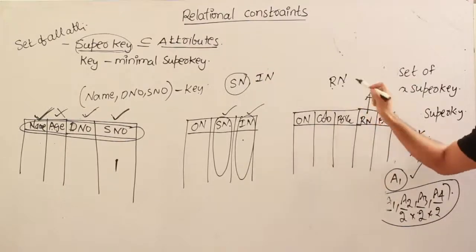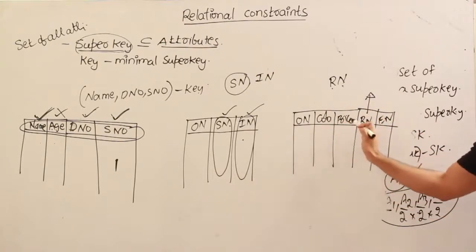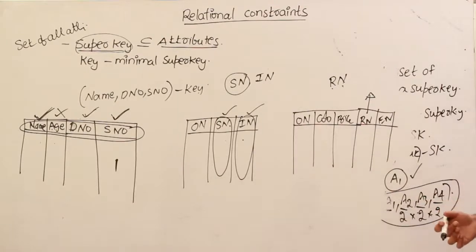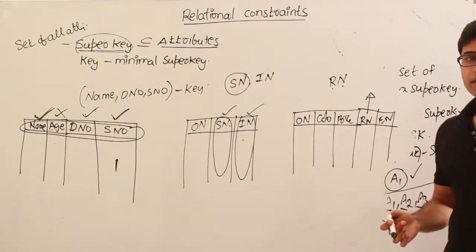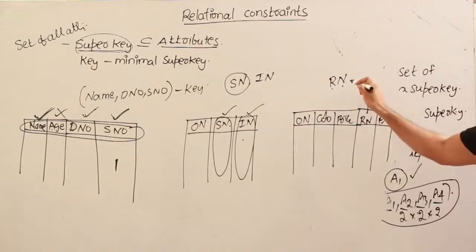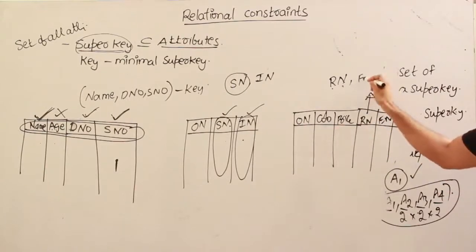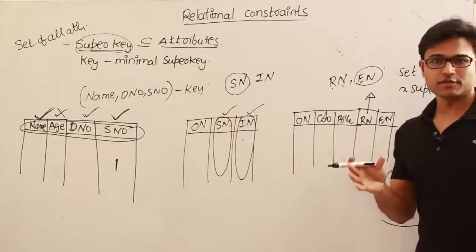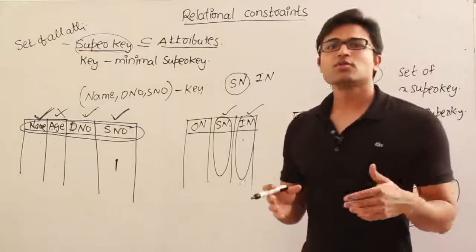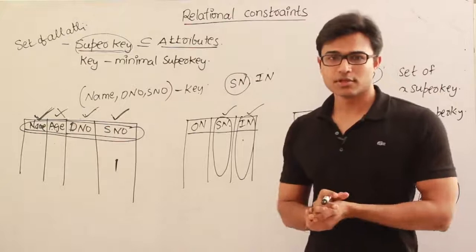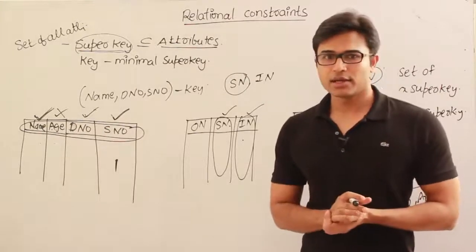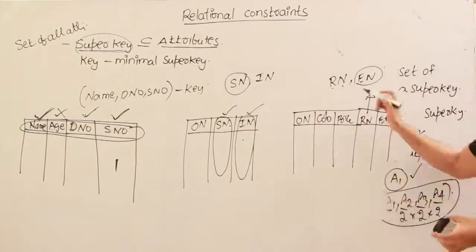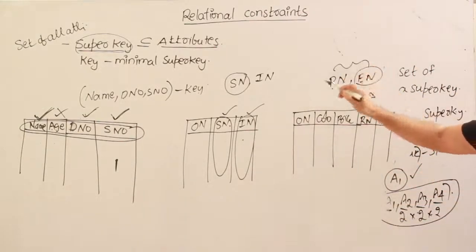If you take any superset of the registration number and include any of the attributes along with it, that is a super key, not the normal key. And now even the engine number is able to uniquely identify a car, because every car is going to get a unique engine number. So there are two keys. Some tables, some relations, might get two keys. In that case, what we call those keys is candidate keys.